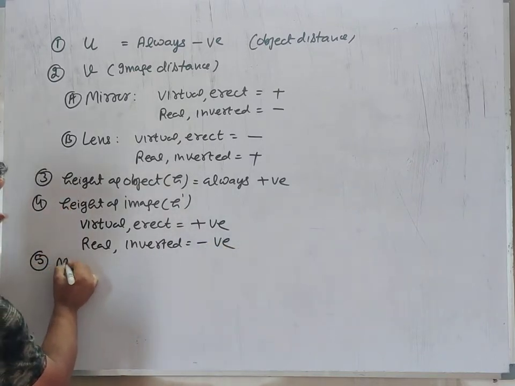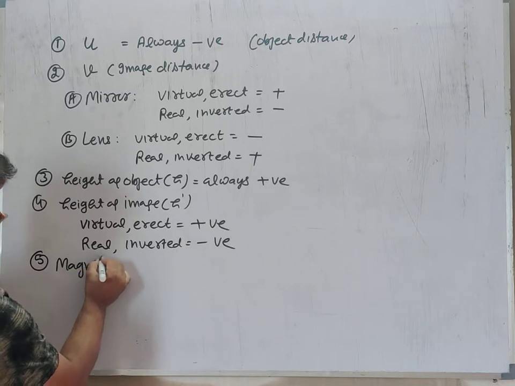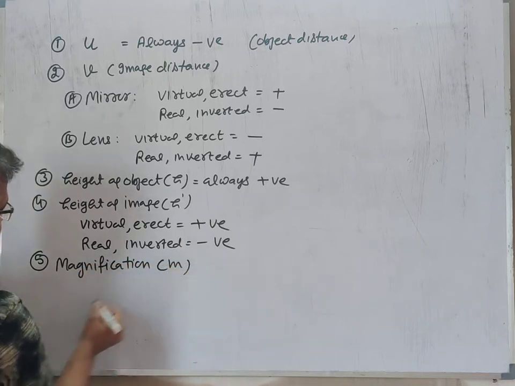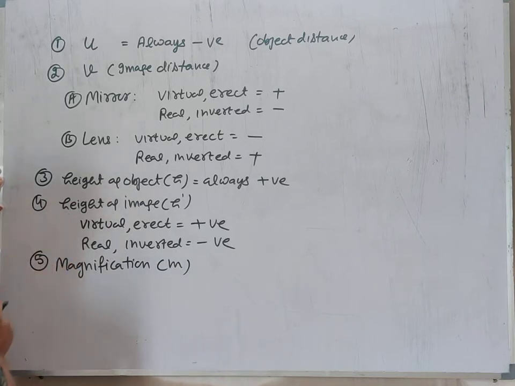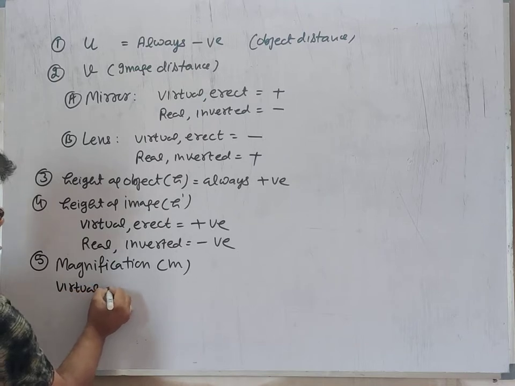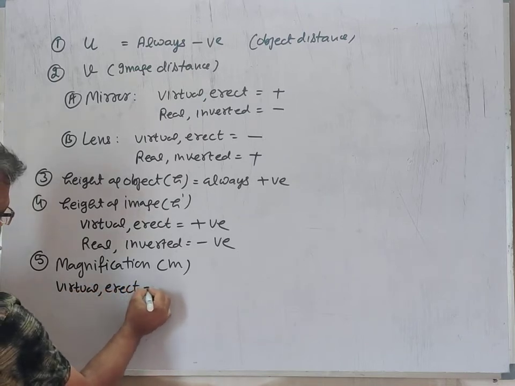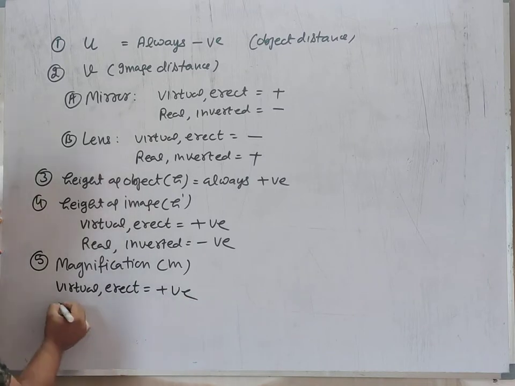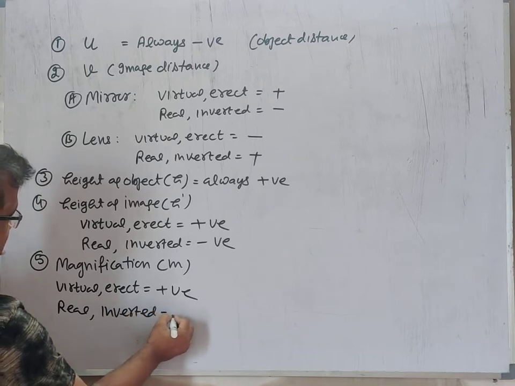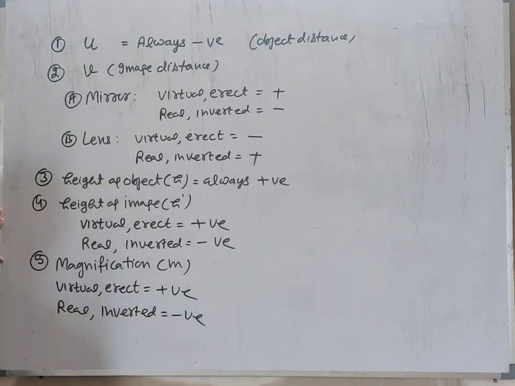Fifth is magnification, which is represented by m. That is also similar to the height of the image, that is for virtual and erect image it is positive, and for real and inverted image it is negative. So for placing various signs, we shall always remember these 5 points.